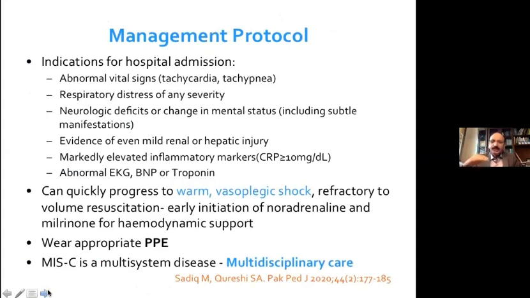Similarly, managing these patients and recognizing this condition is crucial. And that was the reason I thought I must mention it, even if briefly, because the two fatalities which we had at our institution in children with MIS-C were both late diagnoses. By the time they came to us, they were already in multi-organ failure, and we could not save these children because the diagnosis was delayed.